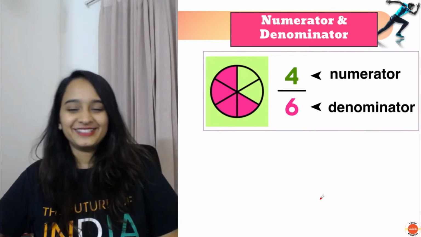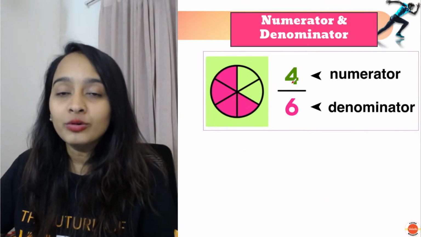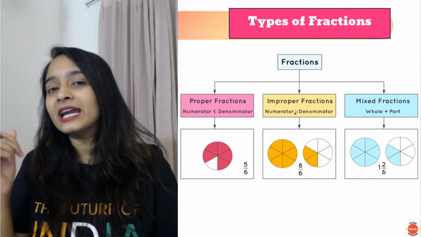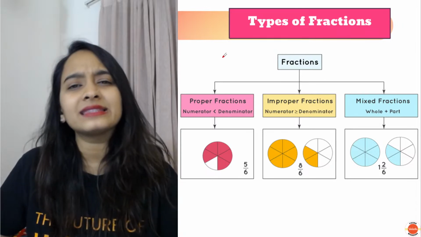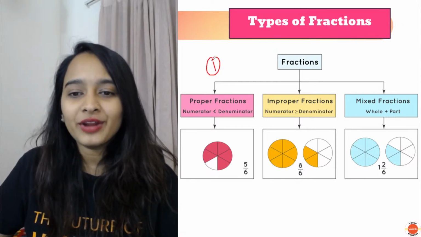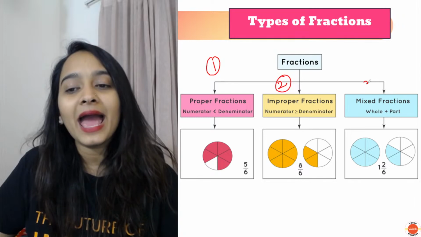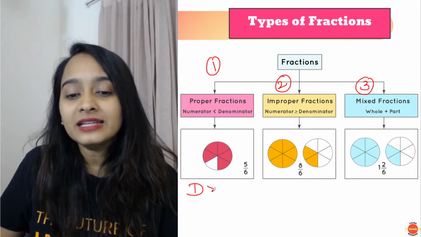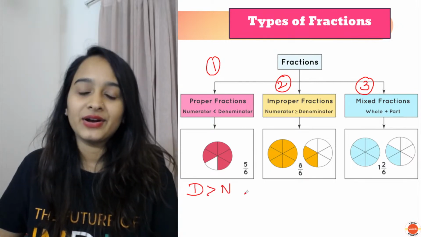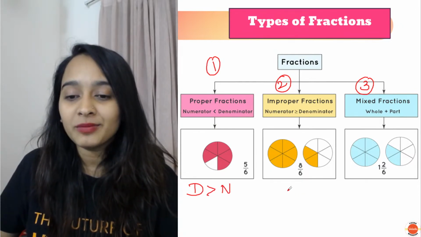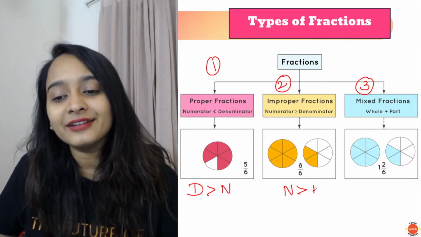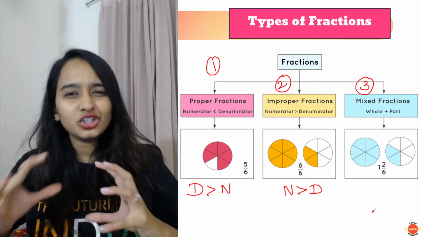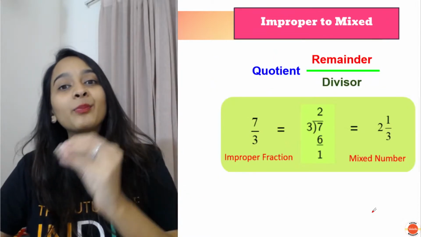Now, 4 is the numerator and 6 is called the denominator. Now, what are the different types of fractions? We already studied this in 6th class: proper fraction, improper fraction and mixed fraction. In a proper fraction, the denominator is greater than the numerator. In an improper fraction, the numerator is greater than the denominator. And a mixed fraction is a mixture of a whole and a part.